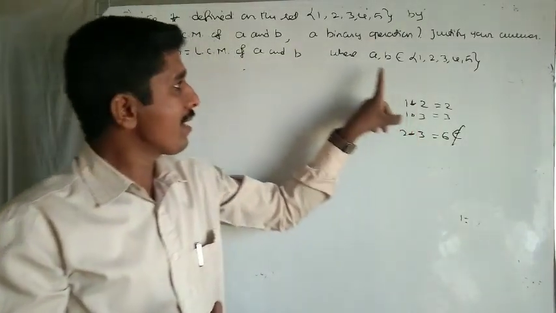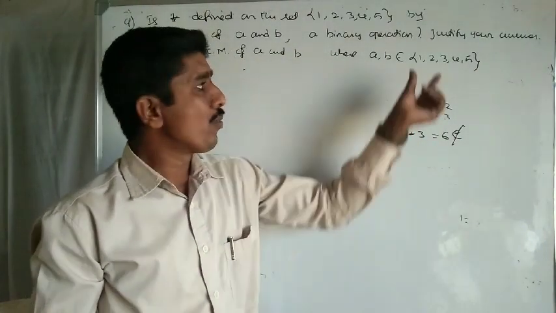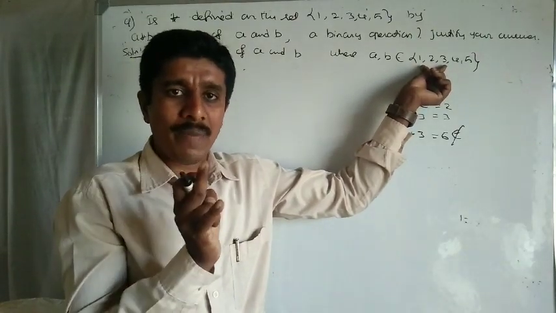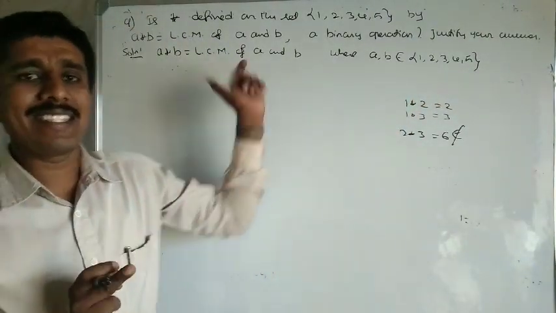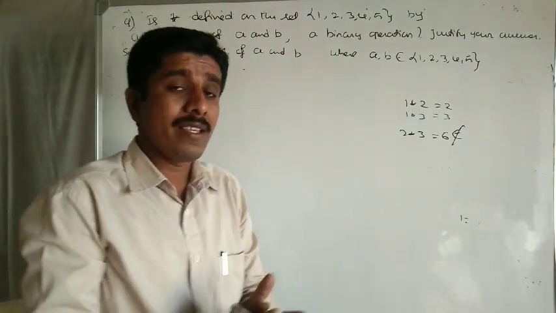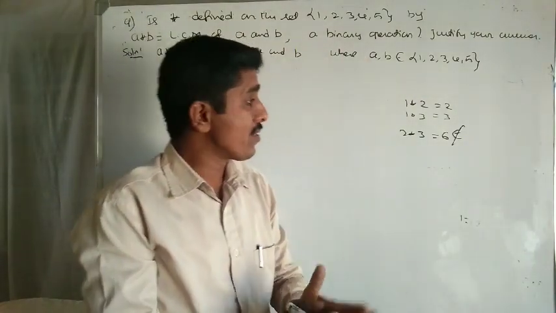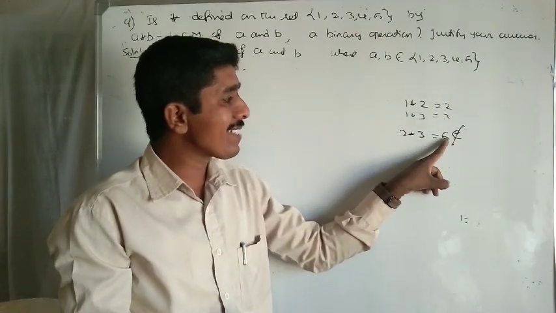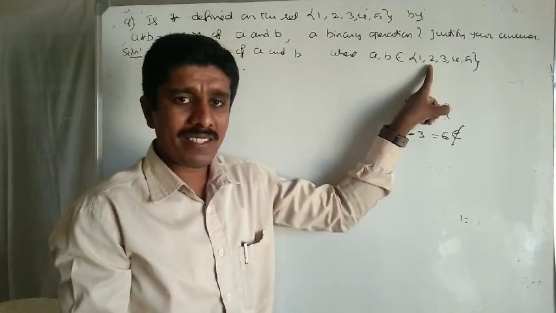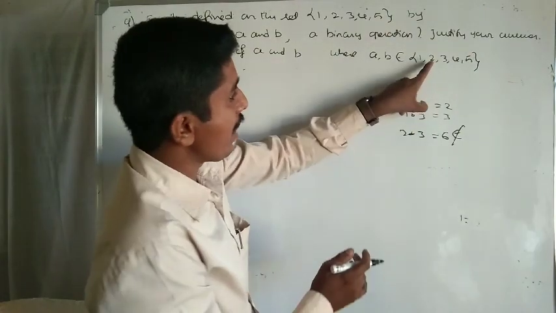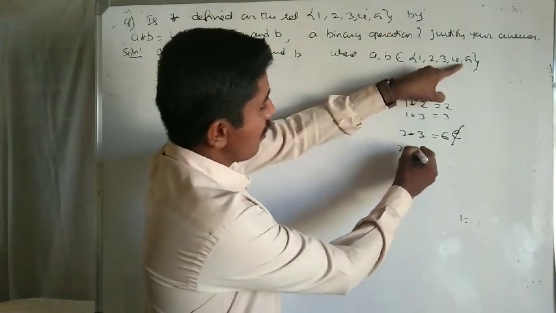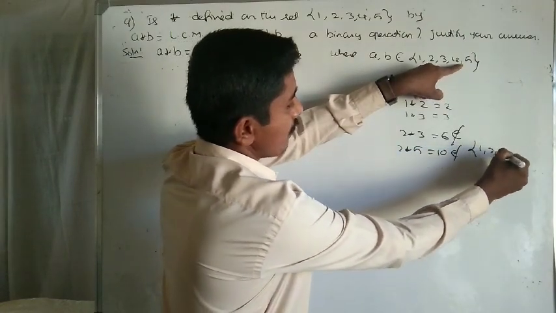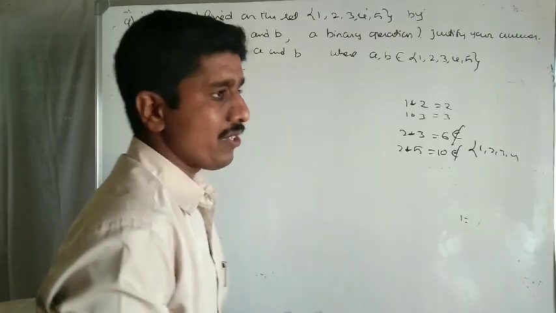When we say that star is a binary operation, it means you take any two elements which give a unique single element with respect to the operation star in the same set. Here, for example, if you take 2 and 3, the LCM of 2 and 3 is 6, and 6 does not belong to the given set, which means it is not a binary operation. Or you can take 2 and 5. The LCM of 2 and 5 is 10, and 10 does not belong to the given set. Therefore star is not a binary operation.